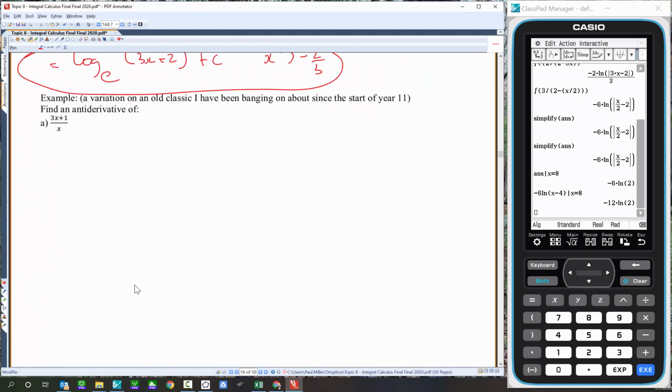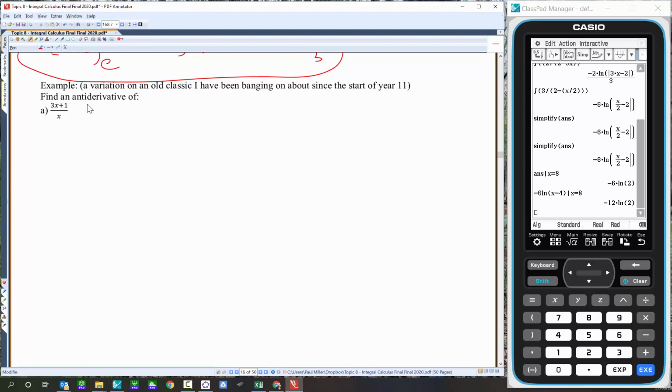All right, last two examples. Antiderivative of this, integral 3x plus 1 over x dx. All right, let's split the x up. So this equals 3x on x plus 1 on x dx.